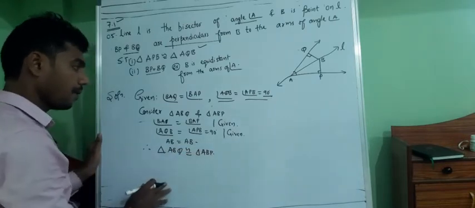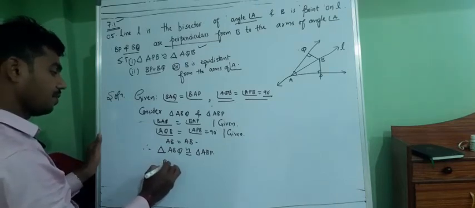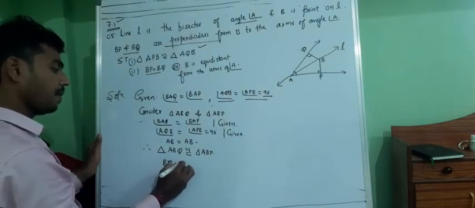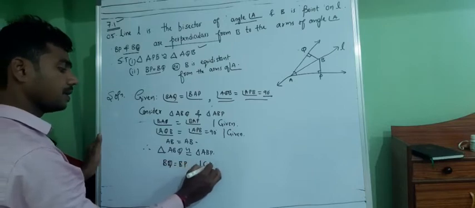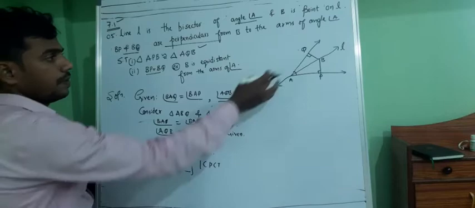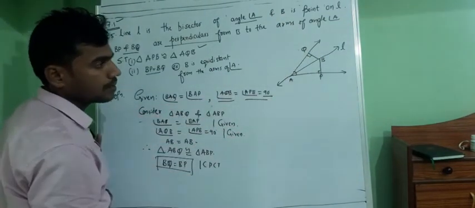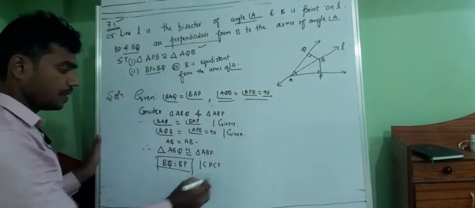So now BQ is equal to BP because of CPCT. So we proved that point B is equidistant from both the arms of angle A. So please note this down.